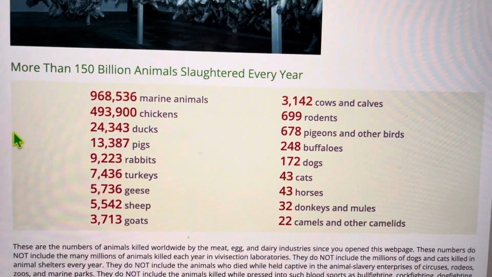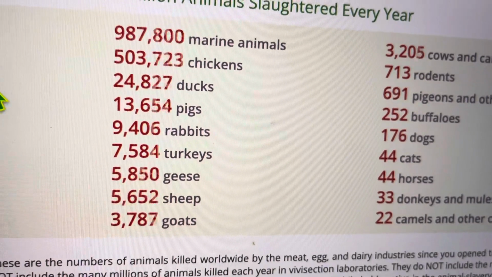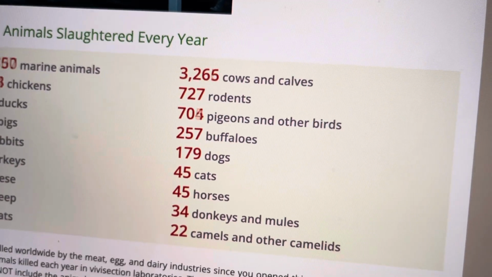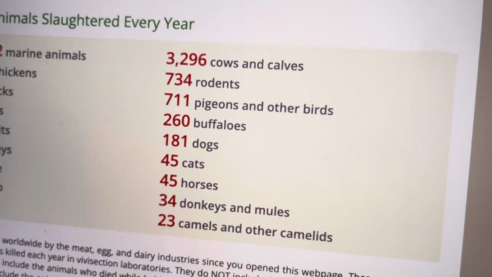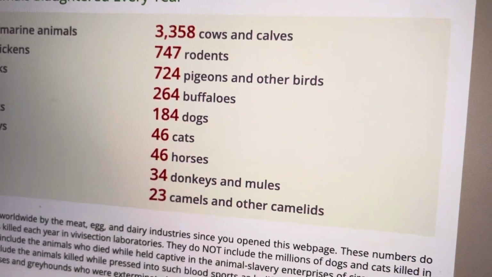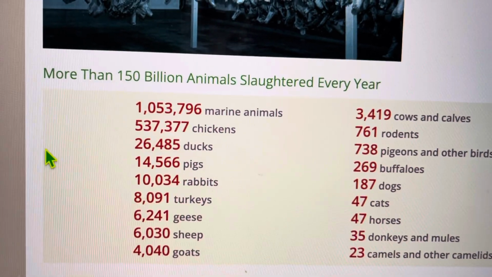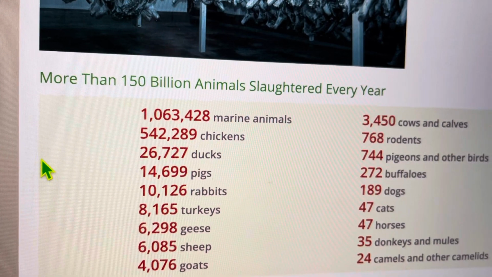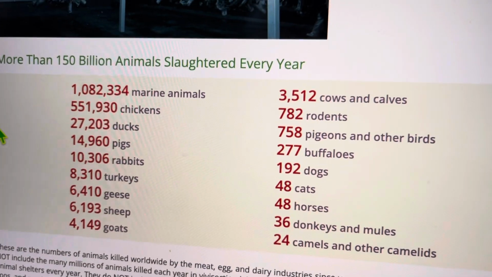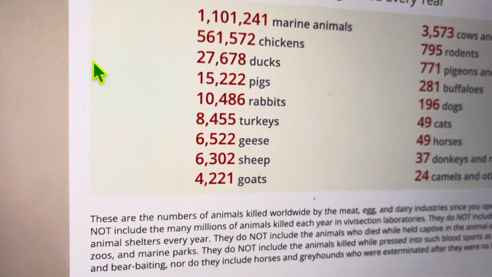Right here, you can see there are marine animals, chickens, ducks, pigs, rabbits, turkeys, geese, sheep, goats, cows and calves, rodents, pigeons and other animals, buffaloes, dogs, cats, horses, donkeys and mules, camels, and other camelids. More than 150 billion animals are slaughtered every year. This is what this site says. But in fact, since this site was developed, it is far, far more than this. But still, what I like about it is it gives you an idea of what's going on.